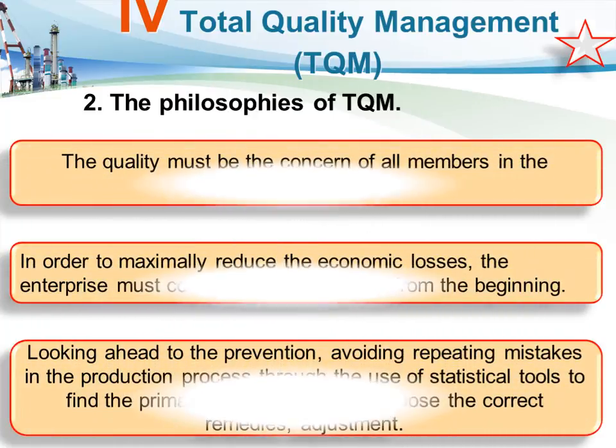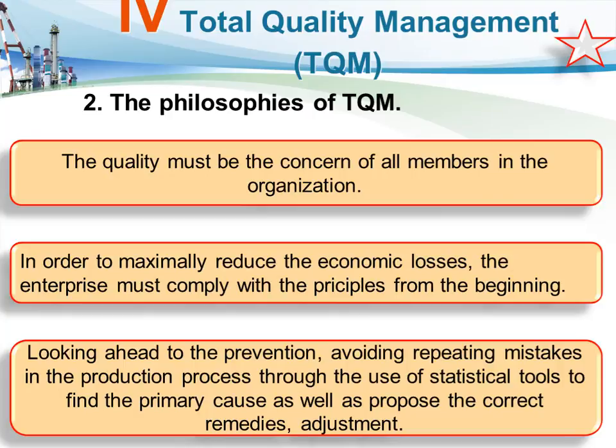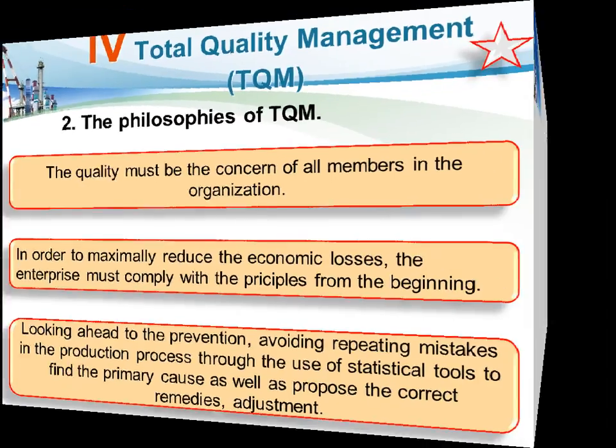The philosophy of TQM. The quality must be a concern of all members in the organization. In order to maximally reduce the economic losses, the enterprise must comply with the principle from the beginning, looking ahead to prevention, avoiding repeating mistakes in the production process through the use of statistical tools to find the primary cause as well as propose the correct remedy adjustment.